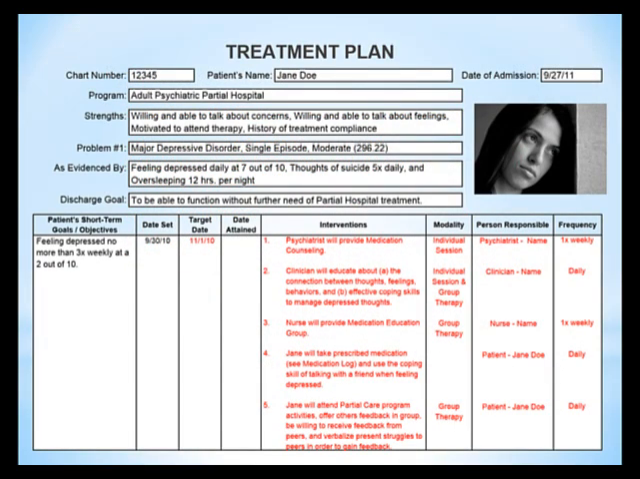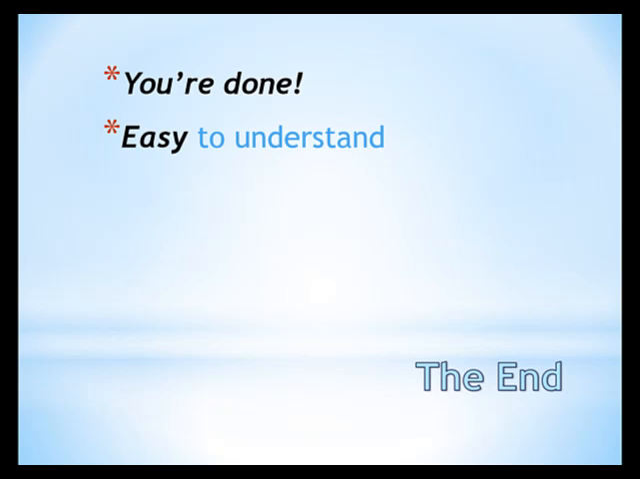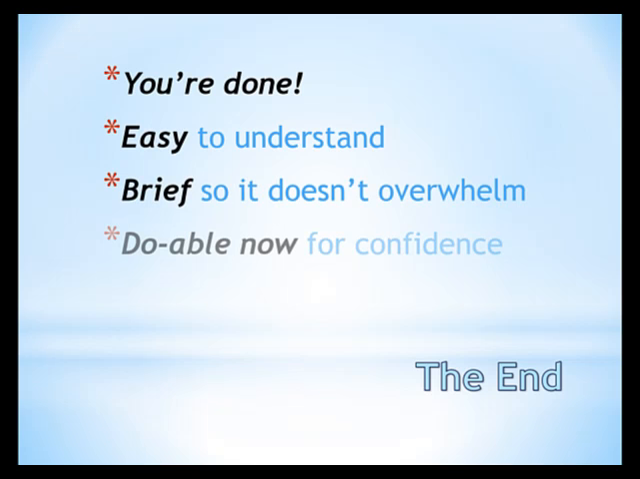So we've added the interventions for Jane. Now you can see what everyone will be doing. You can set a target date when the objective will be reached. Don't forget to add the type of treatment or modality, who's going to be responsible for it, and how often it will occur. There you have it, a treatment plan that is easy to understand for your patient, for an auditor, and for you. Brief so it doesn't overwhelm anyone. Doable now for confidence. Everyone's confidence about getting improvement.